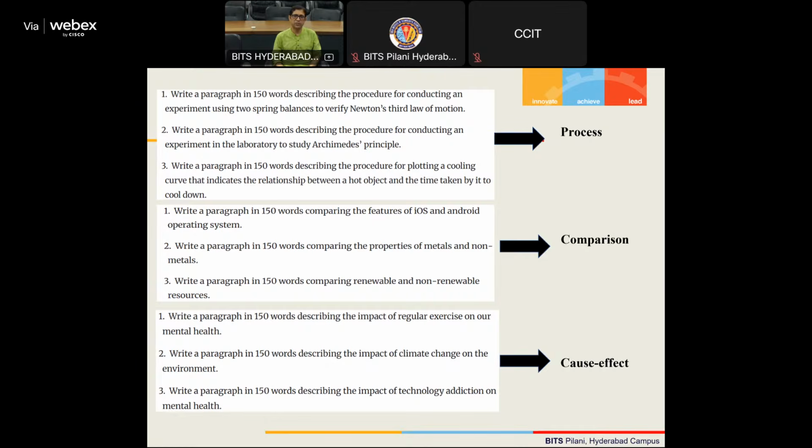If you look at the last one, describing the impact of regular exercise on our mental health, it's slightly different, but mostly people can write all these things. All of them agreed that they were familiar with these topics and there was nothing to worry about. They didn't have to struggle with the information required to write these paragraphs. These are only 150-word paragraphs, and they wrote all of them, for these three categories.